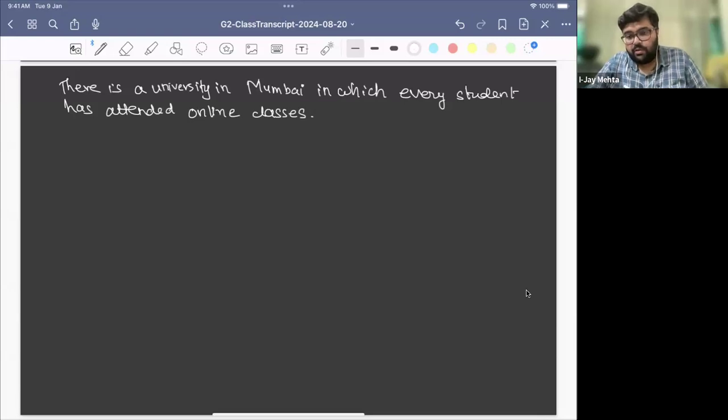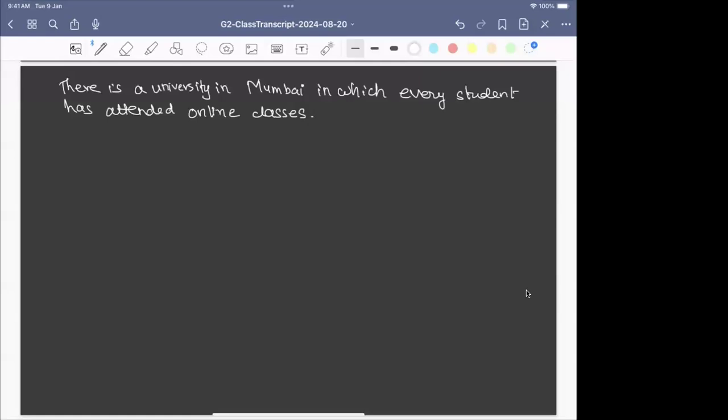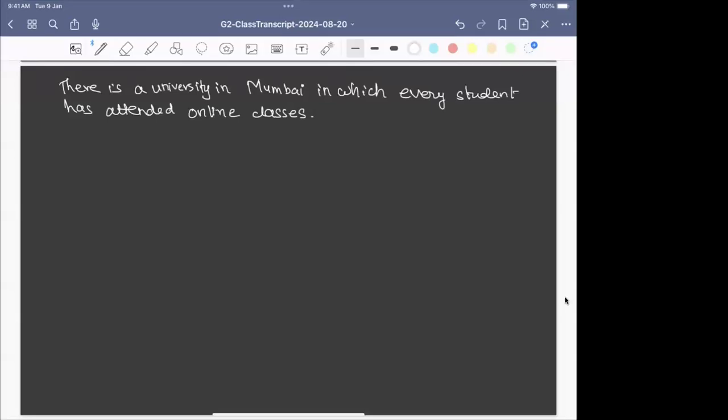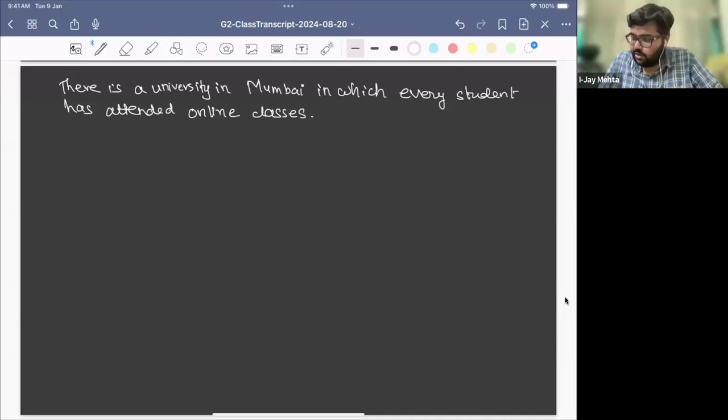Room number 7, Pawan? Yes, sir. You did not respond. Why? What is the set here? Pawan, what is the set? University in Mumbai. Only one, or the set of all universities? What notation would you like to give, Pawan?